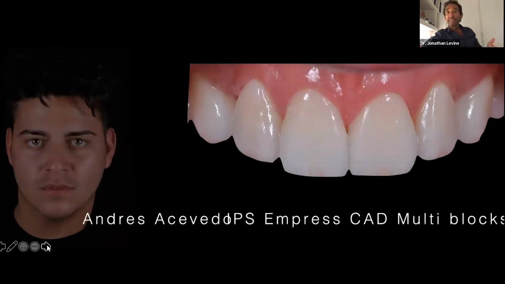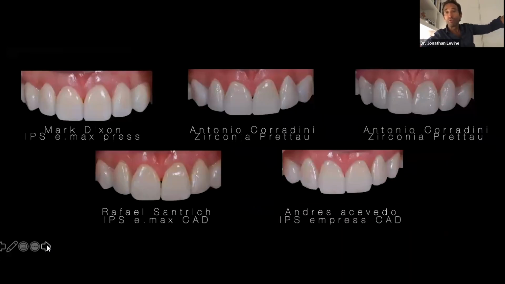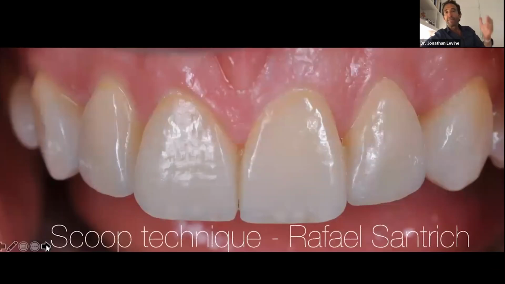And the most amazing thing was that Rick, the patient, was listening in the back of the room because we didn't know who we were going to insert. Dixon, Corradini, Andre Acevedo, or Sandrich. And sure enough, when he heard the most natural was Rafael Sandrich's with the scoop technique, that's what we used.